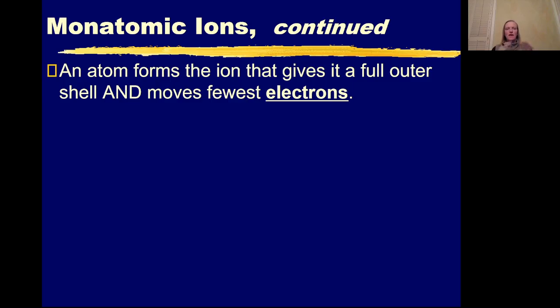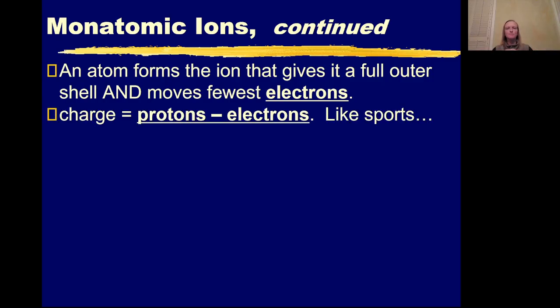So an atom is going to tend to form the ion that gives it a full outer shell and moves the fewest electrons. Because the more electrons you move, the more energy it takes. And this is all about making stable atoms, like low energy atoms.